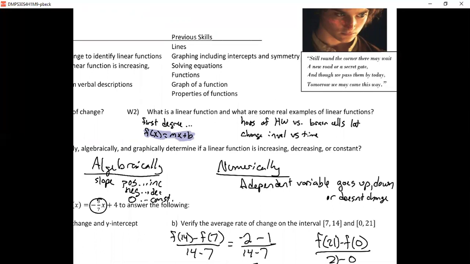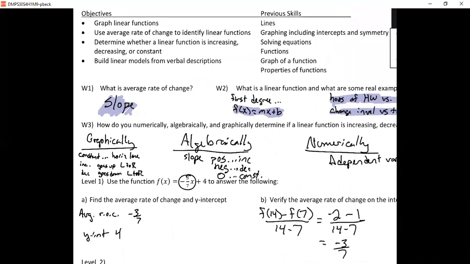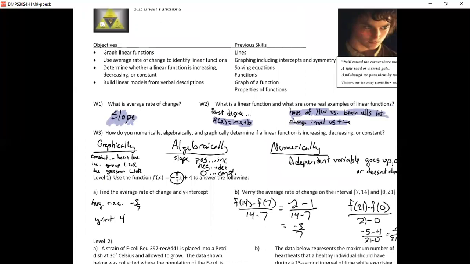What are some real life examples? This was a student's choice, hours of homework versus brain cells lost. Change of velocity versus time, that's a very, very excellent example. Lots of real world examples. If anybody has a job that has an hourly rate, that would be a linear function as well, and so on. How do we numerically, graphically, and algebraically determine if a function is increasing, decreasing, or constant?